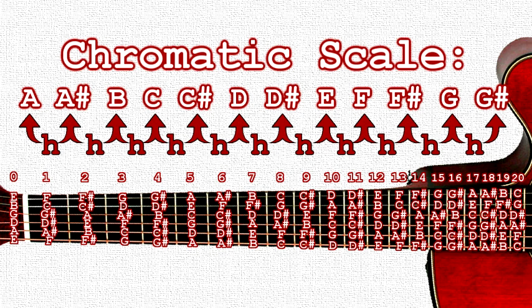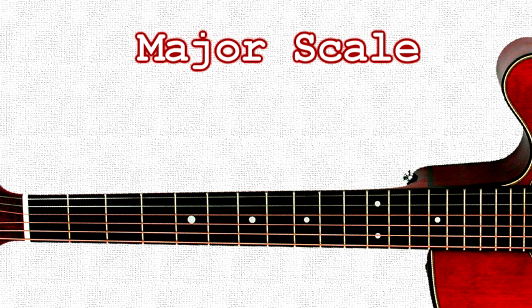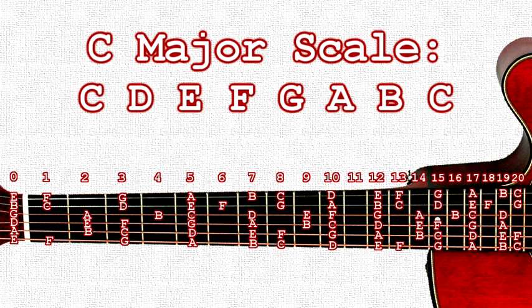The chromatic scale is not too common in popular music. The most common scale used in popular music is the major scale. The major scale has 7 notes. Let's take a look at the C major scale.